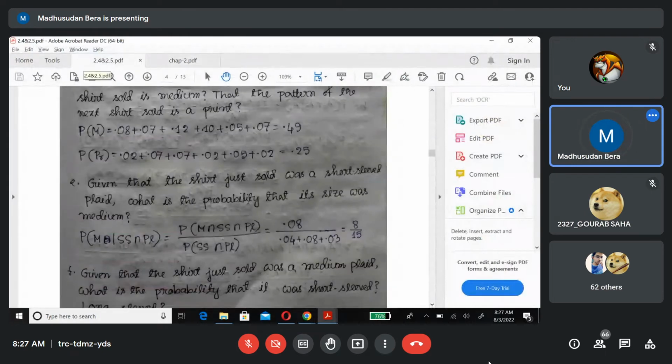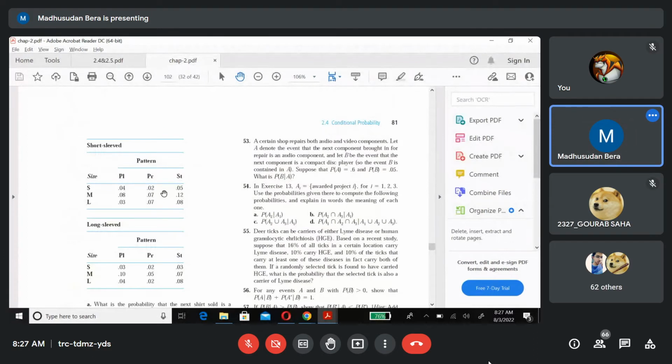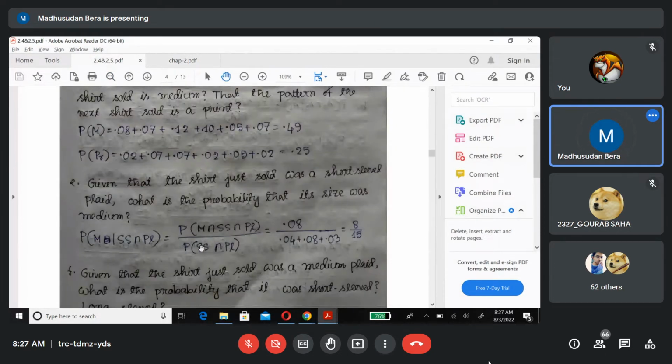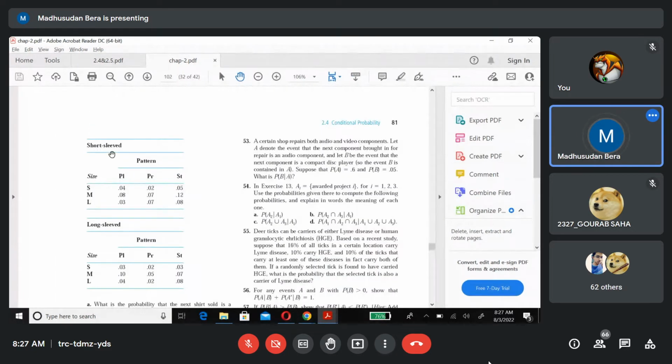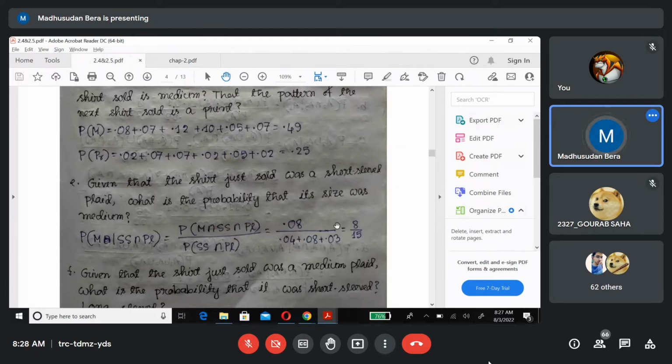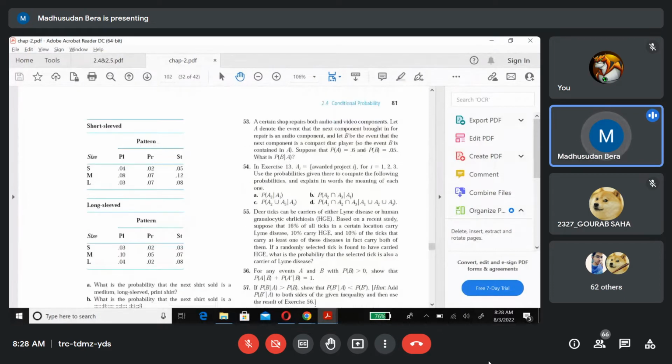So it was medium, short-sleeved and plaid: short-sleeved, medium, plaid, so 0.08. That is here. For short-sleeved and plaid, it is 0.04 plus 0.08 plus 0.03. Here it is done. Then the next part is done the same way.